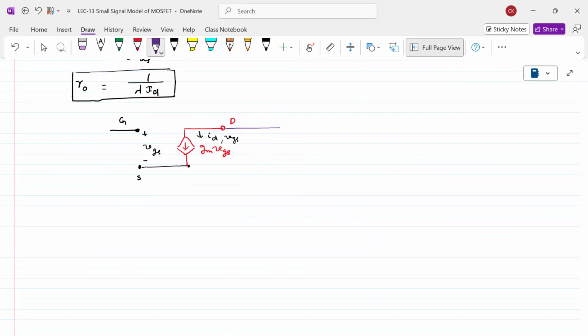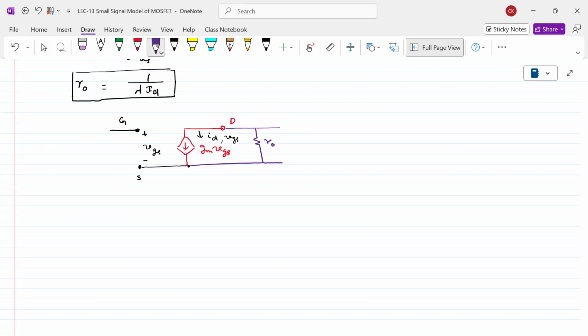How can I replace the MOSFET? If the channel length modulation is there, then how can I replace the MOSFET by simply a resistance? Okay, what is the value of the R naught? The value of R naught is 1 by lambda times capital ID. That means this value is depending upon the big ID, the quiescent value of the ID. We call it this way.